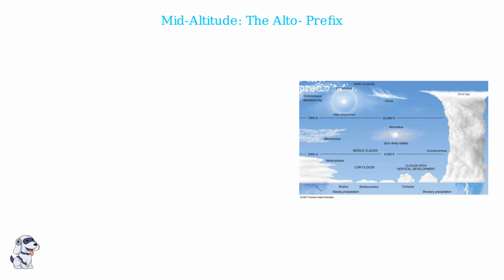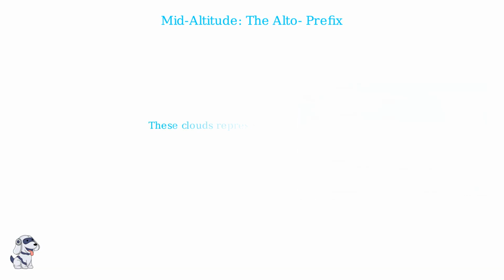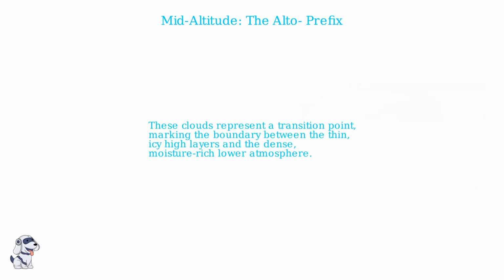Altostratus clouds present as a featureless, uniform gray-blue sheet that covers large portions of the sky. Their presence frequently precedes periods of continuous precipitation or changing weather fronts. By occupying this middle tier, alto clouds represent a vital transition point. They mark the physical boundary between the wispy, icy high-altitude layers and the dense, moisture-rich lower atmosphere.